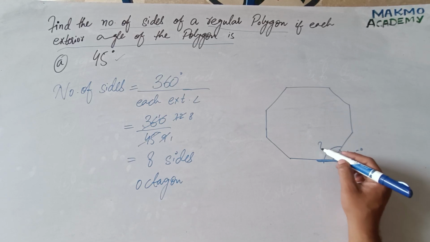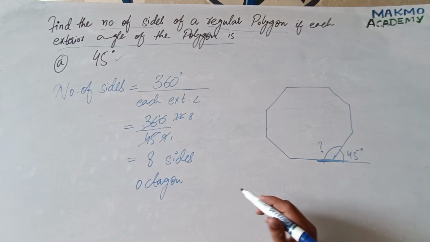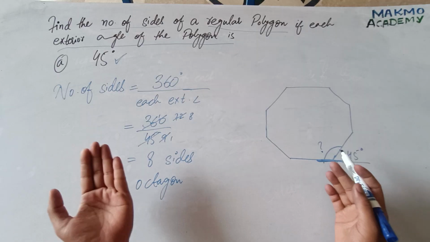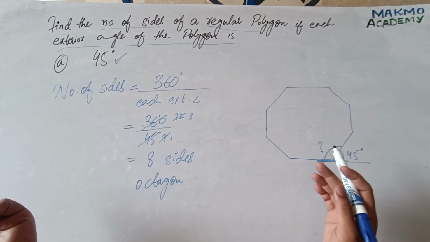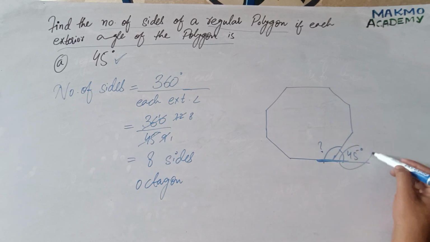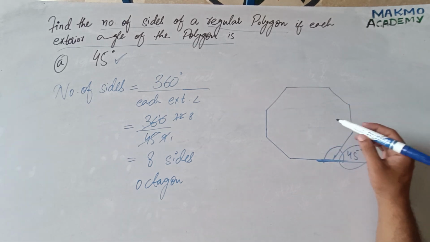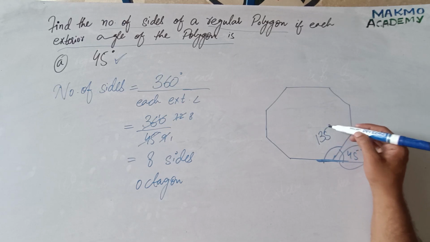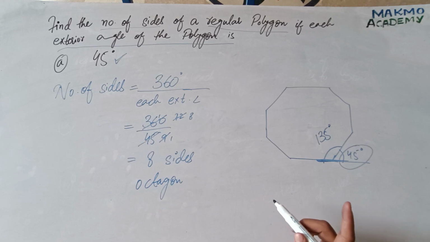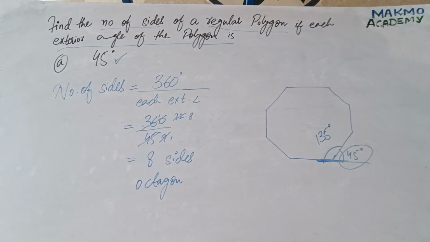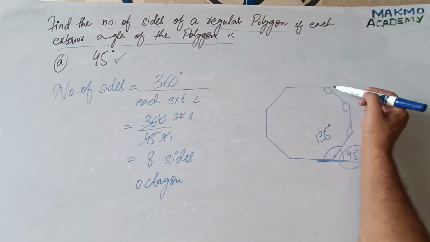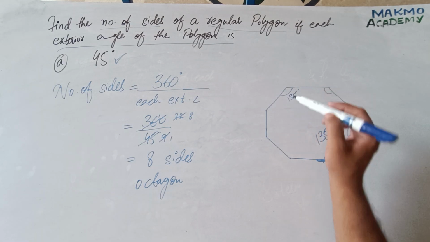So if we want to find the size of the interior angle of any polygon, we subtract the exterior angle from 180. And if we know the interior angle, we again subtract the interior angle from 180 and we will be able to find the size of the exterior angle. So when we subtract 45 from 180, we get 135. So 135 is the size of each interior angle of a regular octagon. We are talking about a regular octagon. Regular means each interior angle would be 135 degrees.